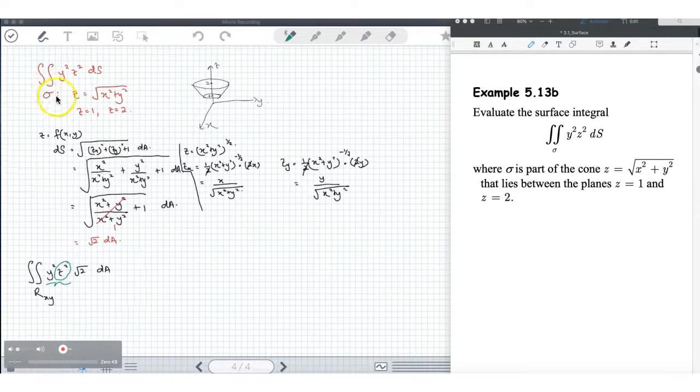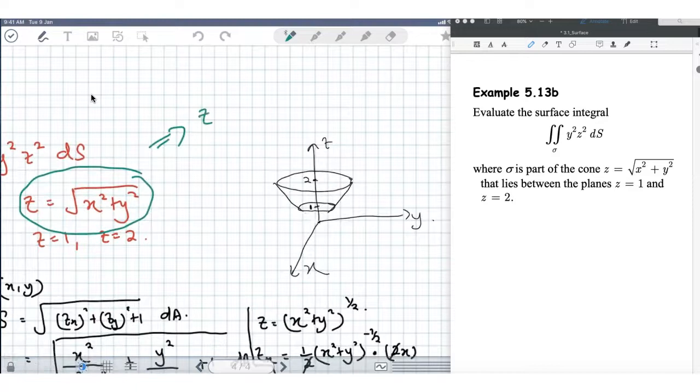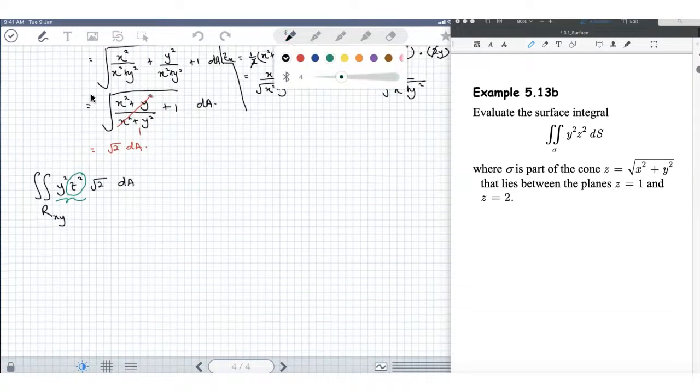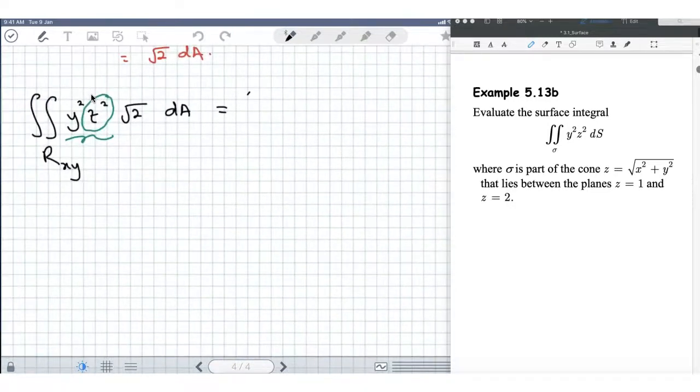So you look at your function for the surface. So z is given by this one. So meaning that when you want to replace z squared, you have to find z squared. Your z squared here is equal to x squared plus y squared. So you have to substitute. Your double integral now becomes y squared is okay, but the z squared is x squared plus y squared, square root of 2 dA over the region R.